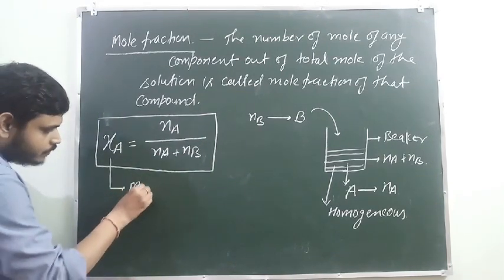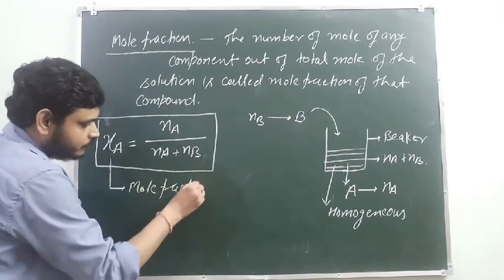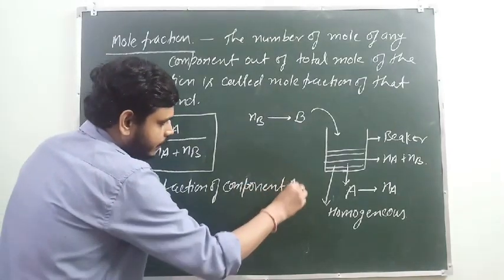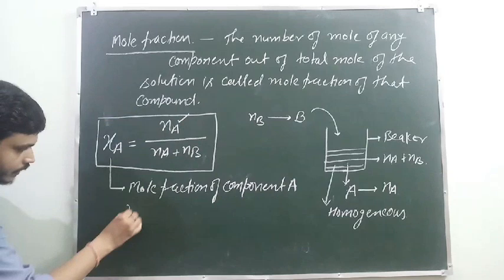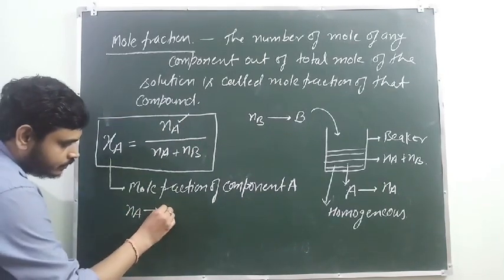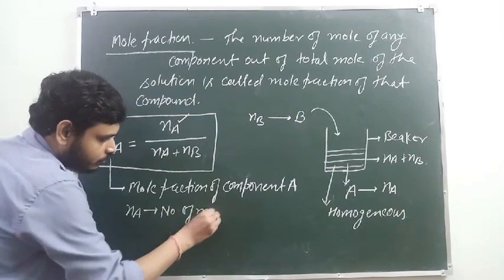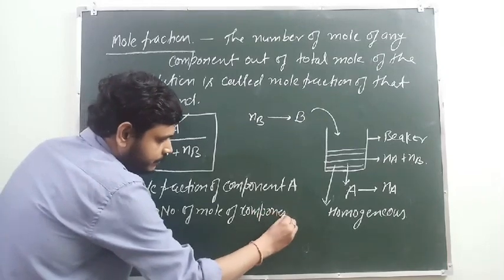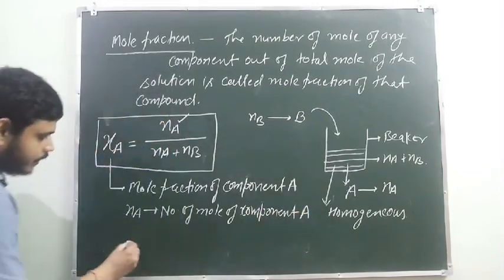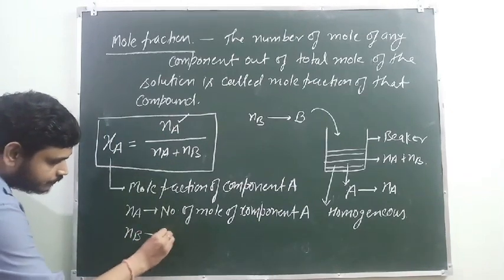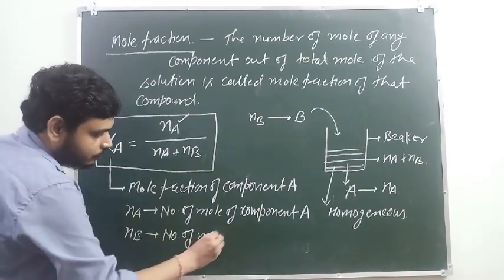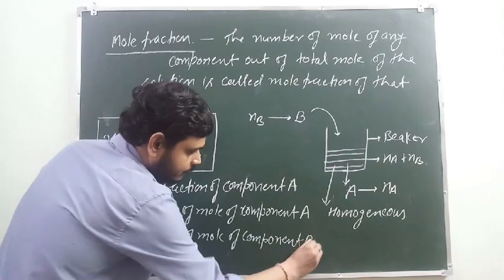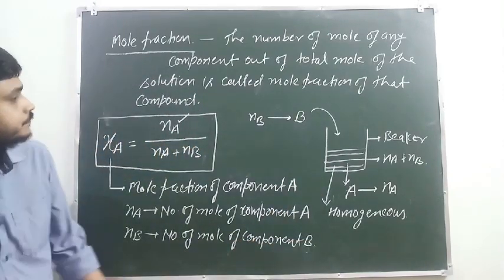This is the mole fraction of component A. Na is the number of mole of component A and Nb is the number of mole of component B. Clear?